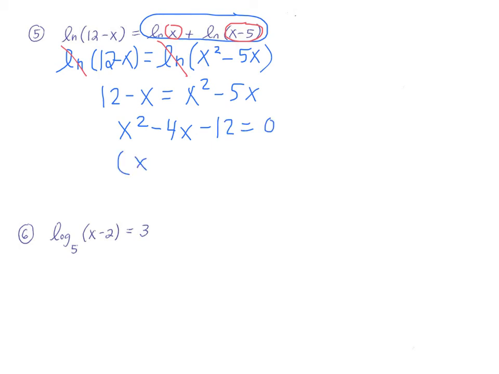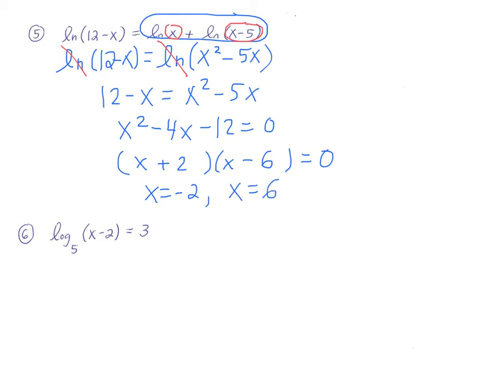We're going to factor. This is going to be, what, positive 2 and a minus 6. That'll add to negative 4 and multiply to negative 12. So we get x equals negative 2 and x equals positive 6.